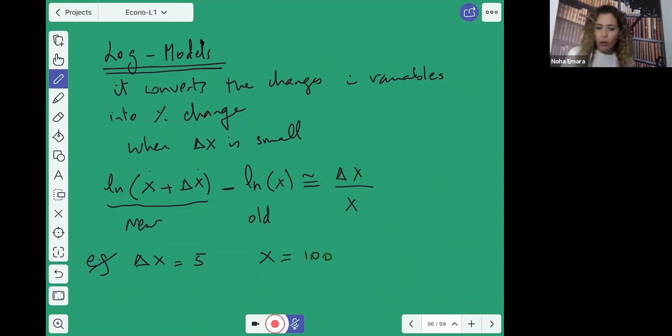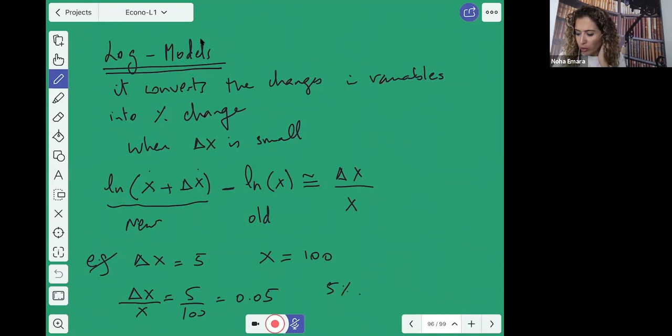So if I ask you a question without knowing any econometrics, what is the percentage change in x? All you need to do is take 5 over 100 and multiply it times 100, right? So the change in x over x is 5 over 100, which is equal to 0.05, and you have it in your mind, okay, it's 5%. If I multiply it times 100, the change in x is 5%.